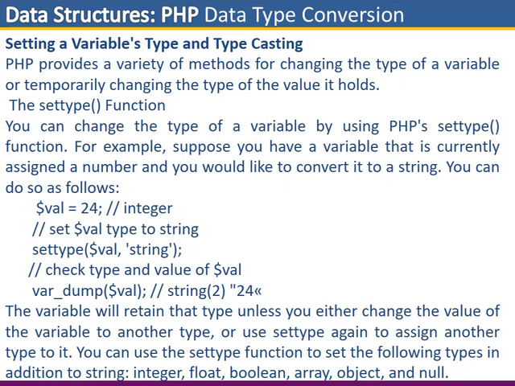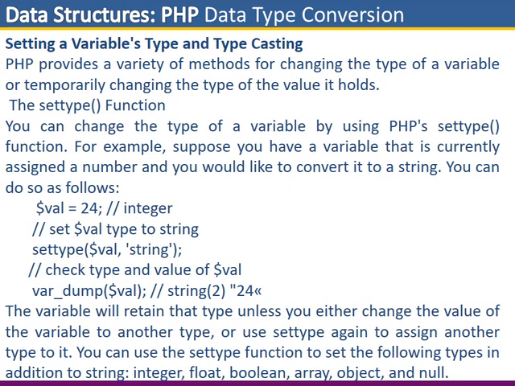You can change the type of a variable by using the PHP settype function. So let's see the example here. Suppose we have a variable that is currently assigned a number, and you would like to convert it to a string. In this example below, we have an integer value, $value equal to 24.